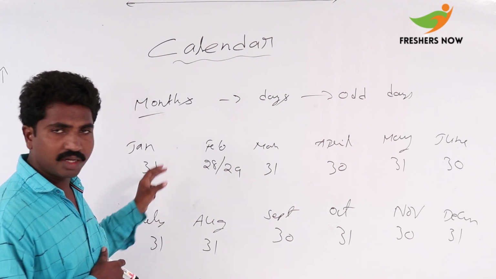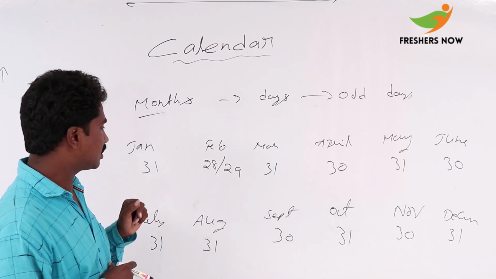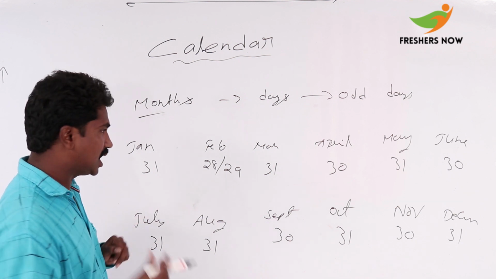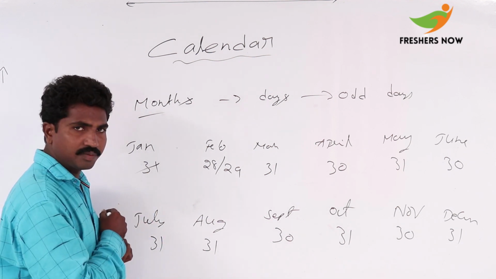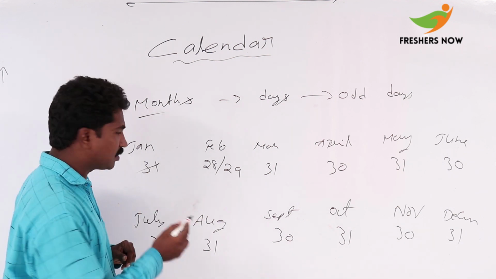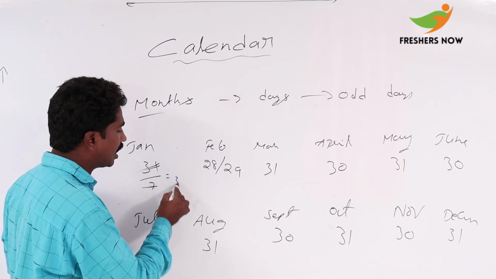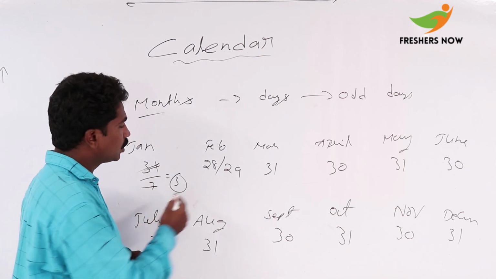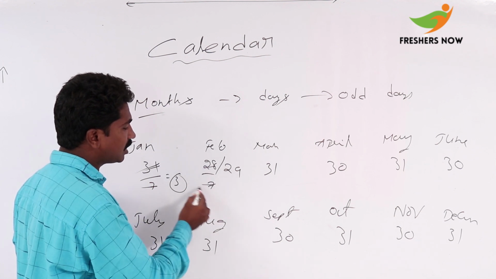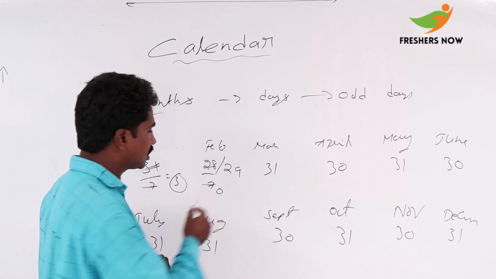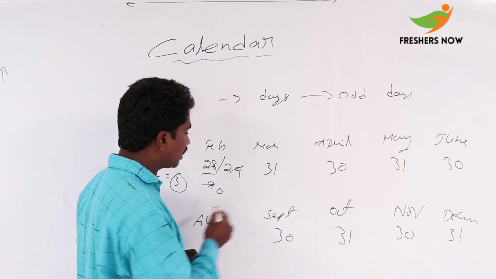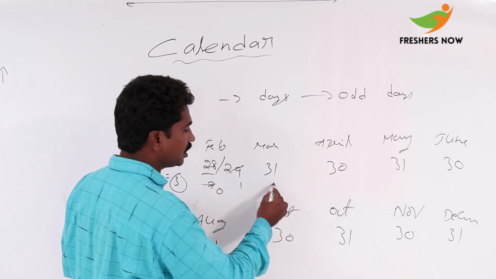Here I have written months and days. Later we write odd days. For 31 days, divided by 7, 7 4s are 28. Remaining 3 days. So it has 3 odd days. For 28 days, 7 4s are 28, remaining 0, so 0 odd days. For 29, 7 4s are 28, remaining 1 odd day. For 31, 3.